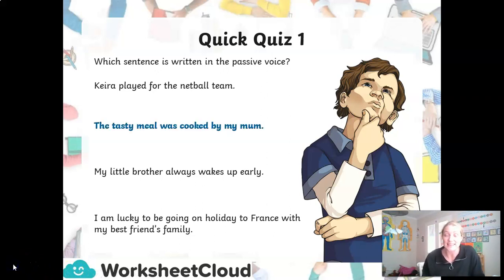Well done if you said the tasty meal was cooked by my mum. So remember that prepositional there, the "by", is a dead giveaway, but the mum did the cooking of the meal. So we've flipped it around and we've got the object first.